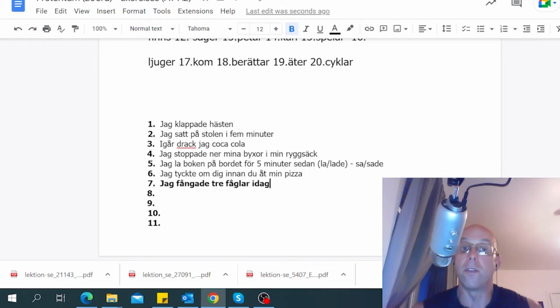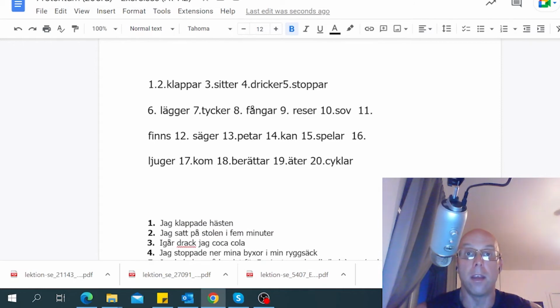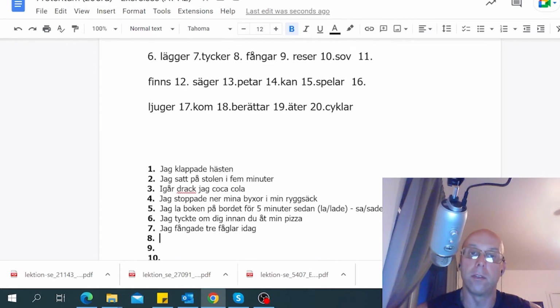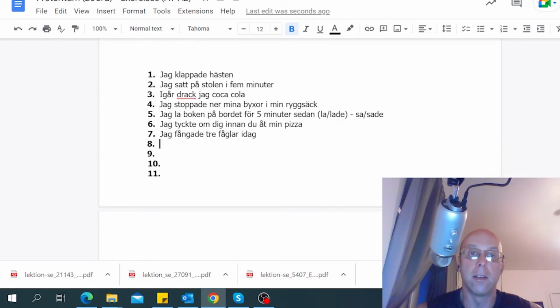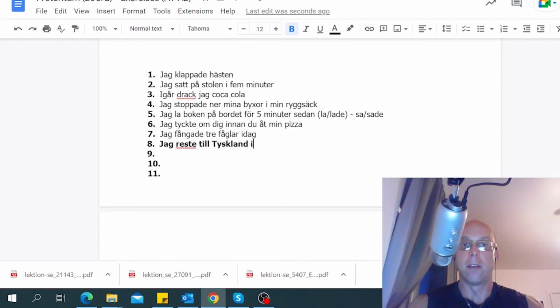That would be jag fångade 3 fåglar idag. I captured 3 birds today. Reser, to travel in the present tense. How would you say that in the past? If I want to say I traveled to Germany last week, how would you say that? I traveled to Germany last week, i förra veckan.